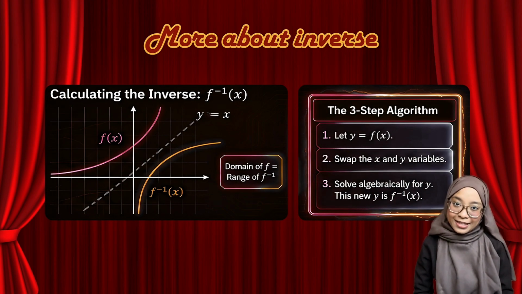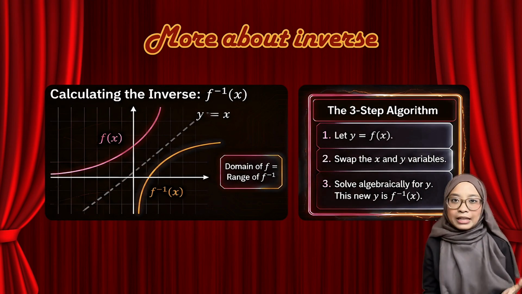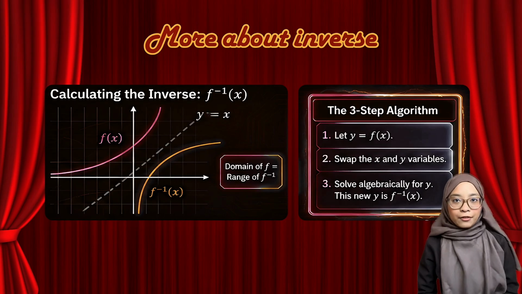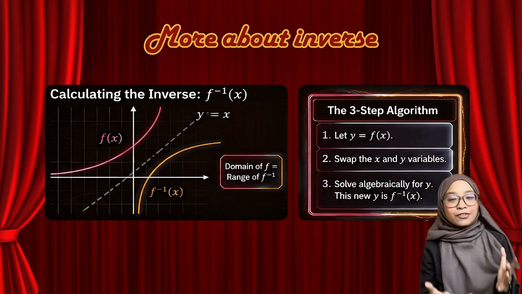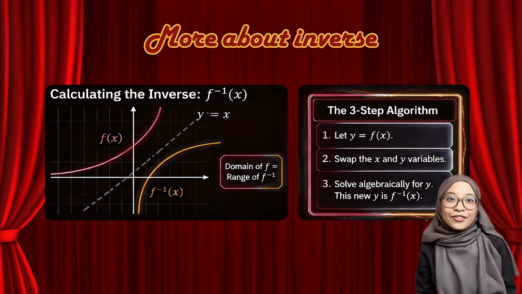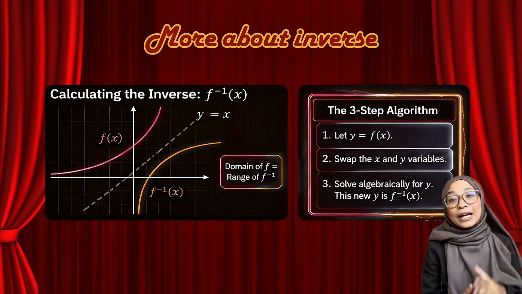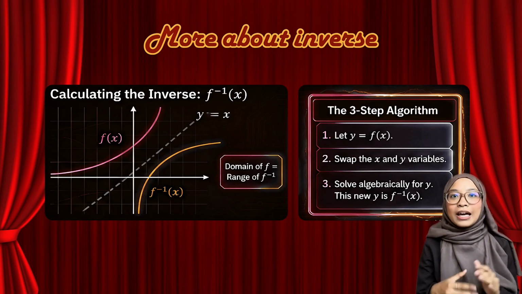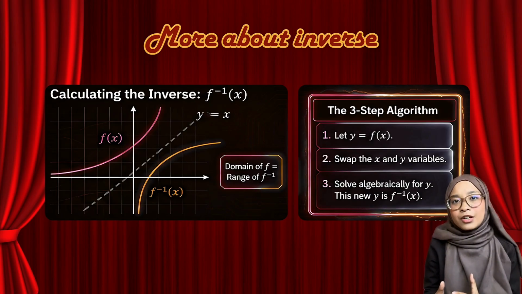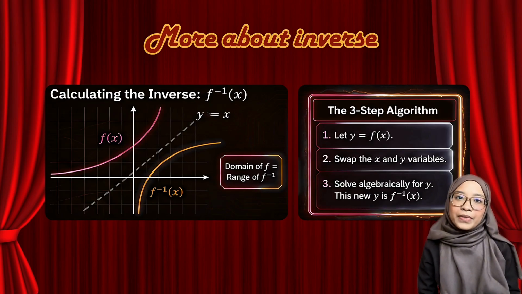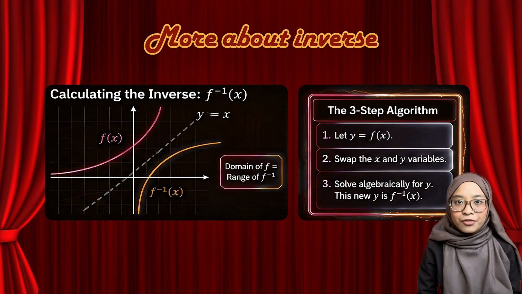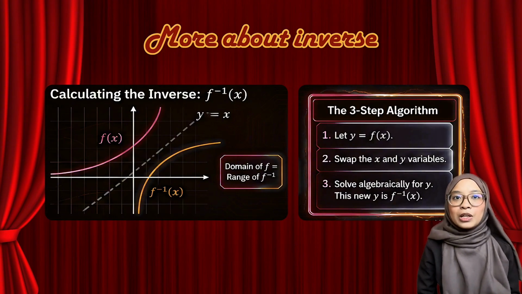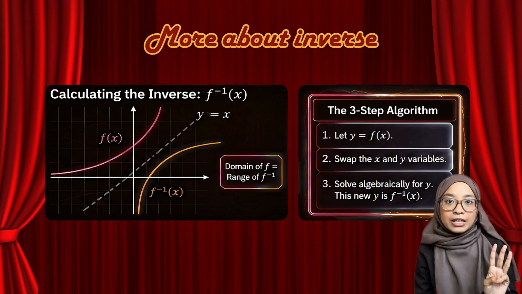Once we know an inverse exists, how do we find and visualize it? Graphically, an inverse function, f inverse of x, is a reflection of f(x) across the line y equals x. Notice how the domain of f becomes the range of inverse of f, and vice versa. To calculate inverse of f algebraically, we follow a simple three-step algorithm.